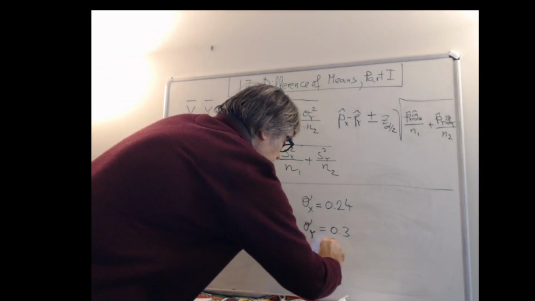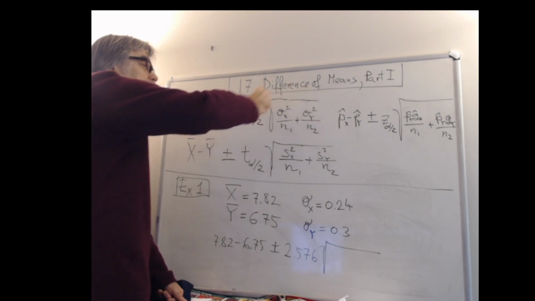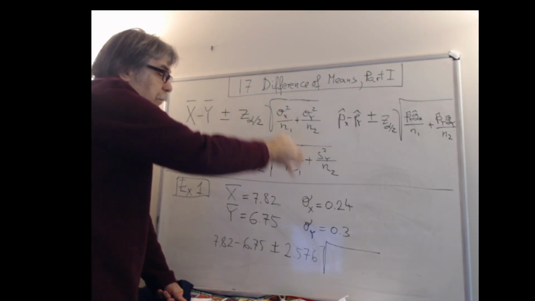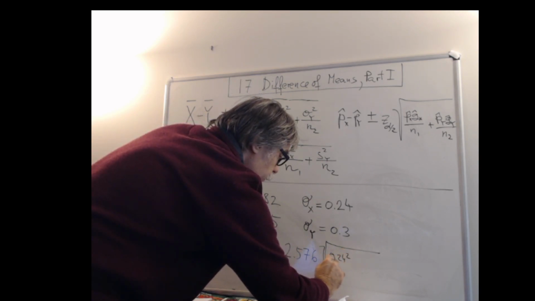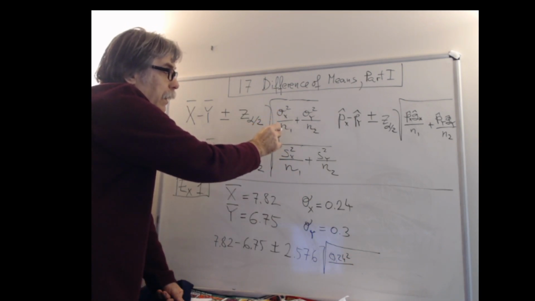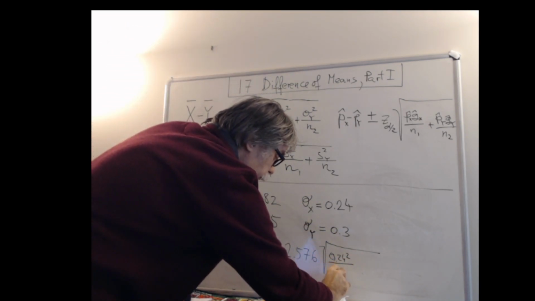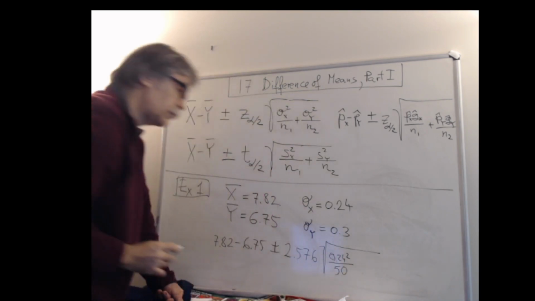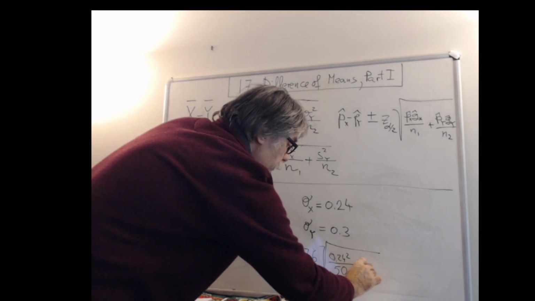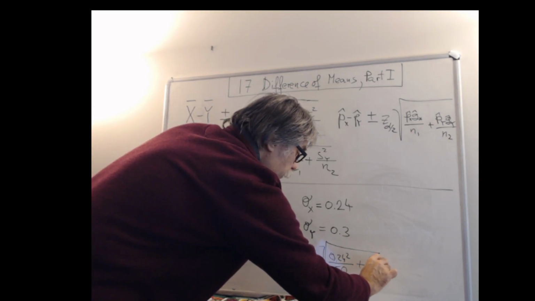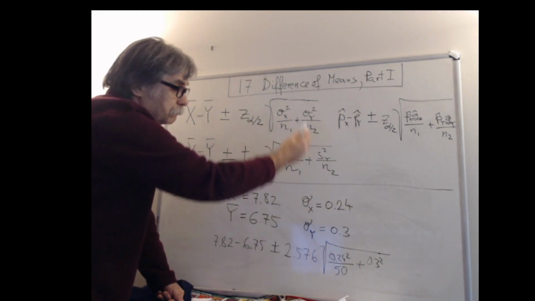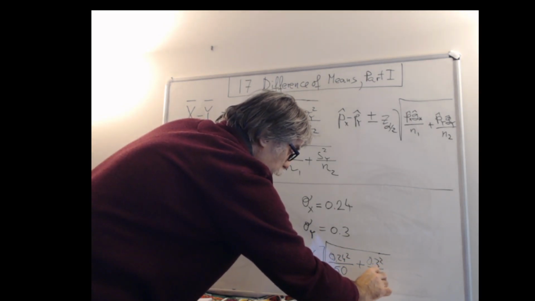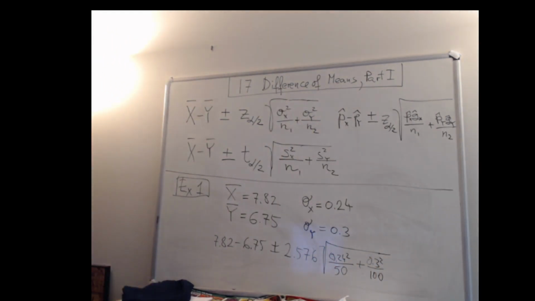And finally, I have the radical here. So in the radical, I need to put the 0.24. I need to square that. And I need to divide by how many people I have in that sample. In the first group, I have 50 people. And in the second group, I have 0.3 to square. Squaring that, and I'm going to divide it by 100 because that's how many people I have in the second group. So this is my 99% confidence interval.